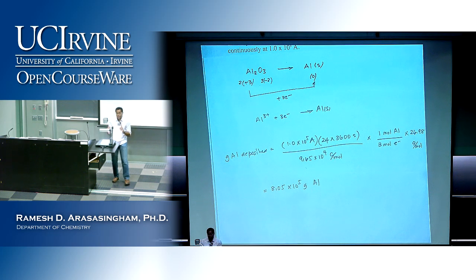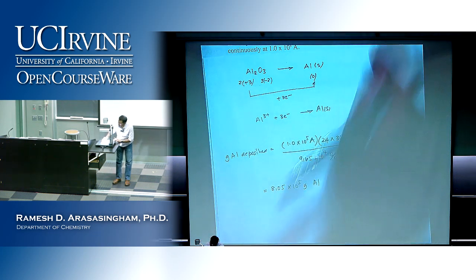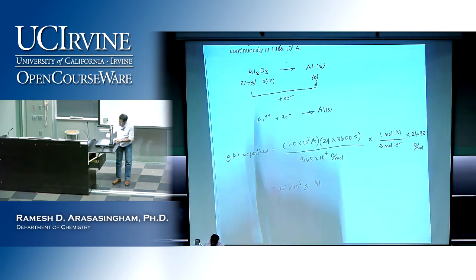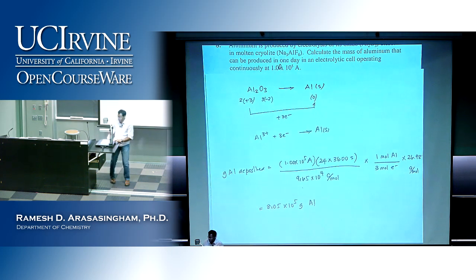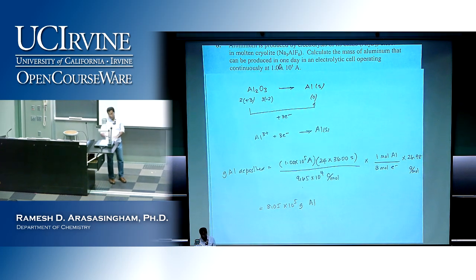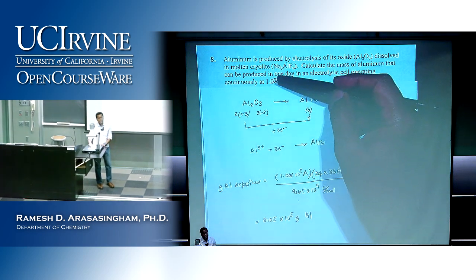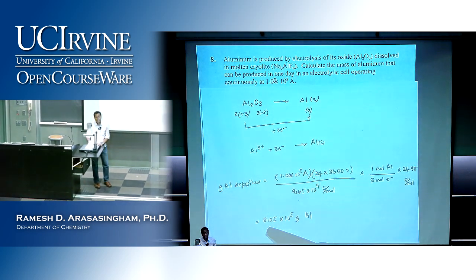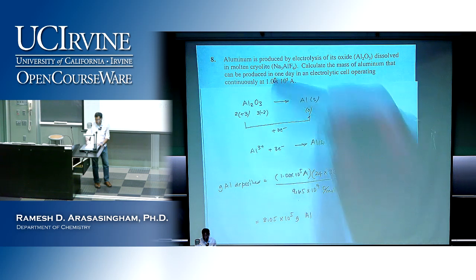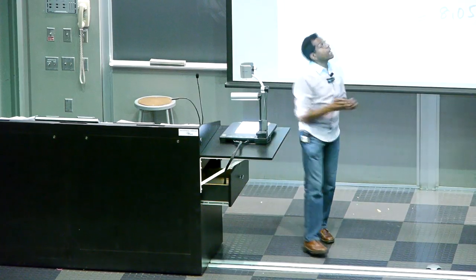Okay? Just to keep track of significant figures, and since I'm using everything to 3 sig figs, can you change this to 3 significant figures so that your answer comes out to 3 significant figures? If your amperes is 2 sig figs, this will come out to 2 sig figs. If you make it 3 sig figs, that gives you the grams of aluminum that will be deposited.